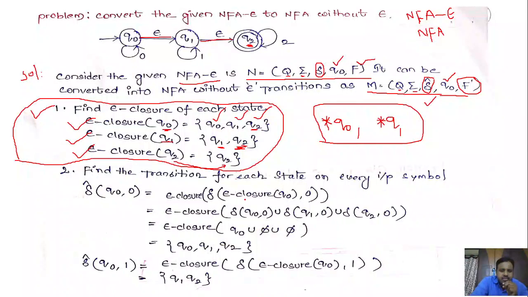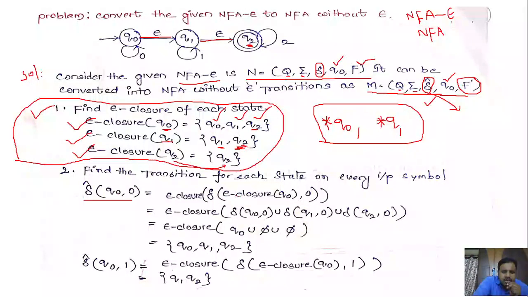Then step 3: we have to find the transition for each state on every input symbol. What are the input symbols that we have here? 0, 1. So delta cap of Q0 comma 0. As I mentioned, delta cap means we are referring to the transition function in the NFA without epsilon. So delta cap of Q0 on 0. How do we write this?